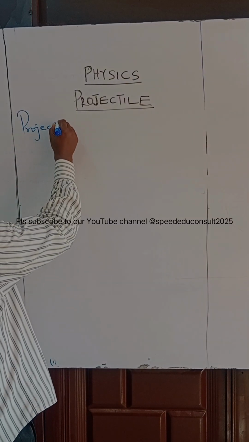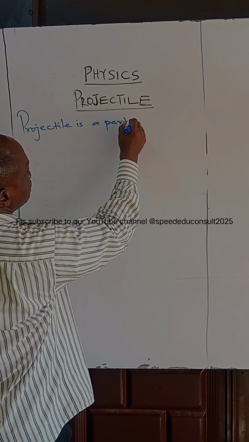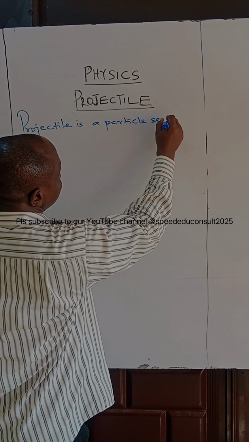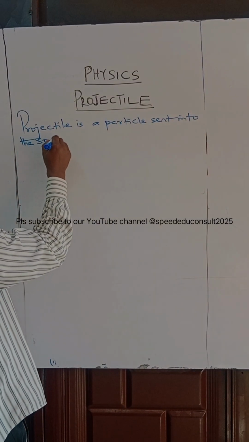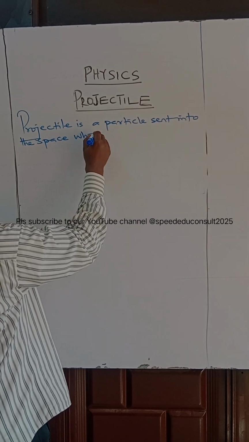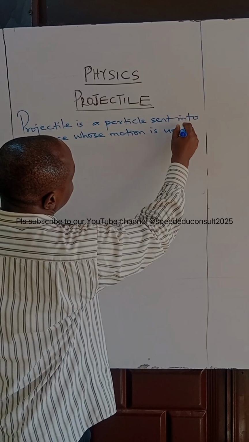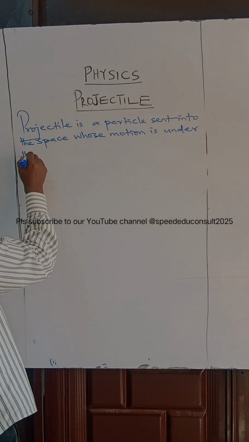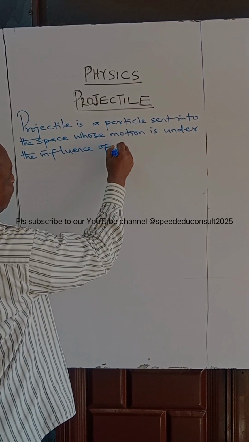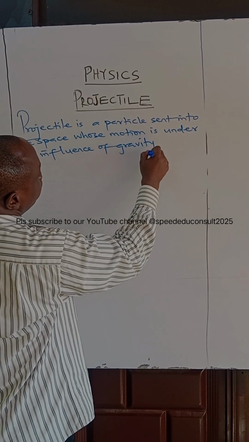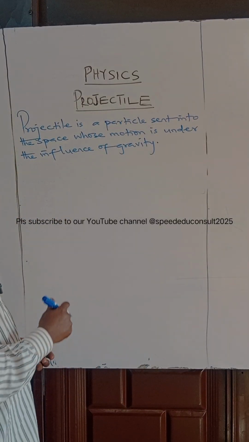Projectile is a particle sent into the space whose motion is under the influence of gravity. That is what we call a projectile.